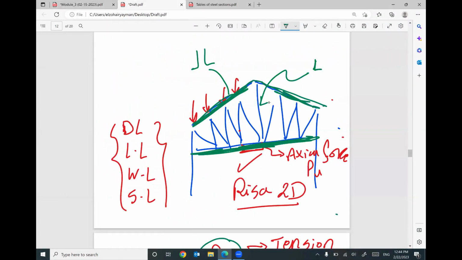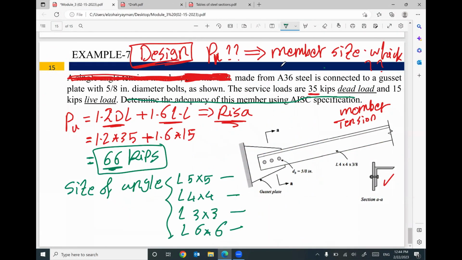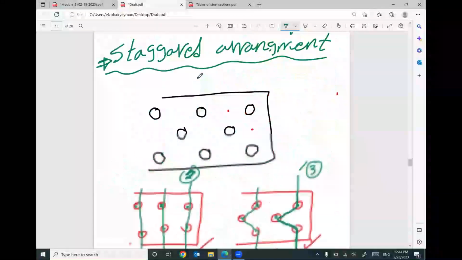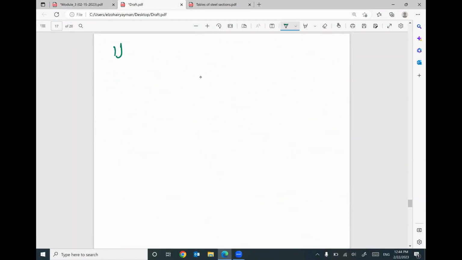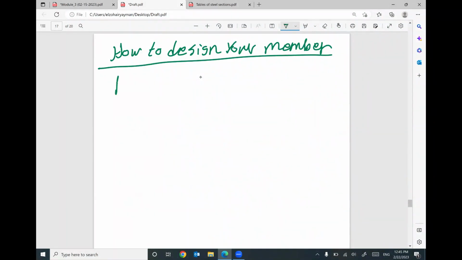Since you solved your truss and you can figure out the value of P ultimate in this member, how can I use this P ultimate to figure out the required member? Very easy steps. Please pay some attention. How to design your member. P ultimate is 66 kips.